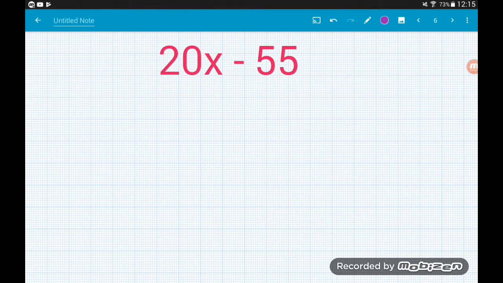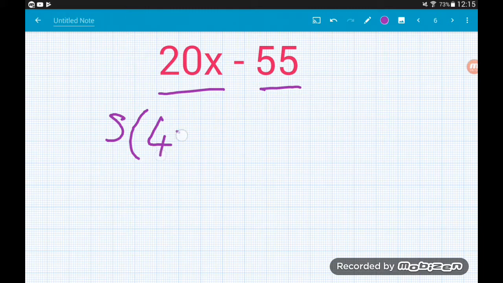Okay, 20x minus 55. So what is common between 20x and 55? Well, the highest common factor between 20 and 55 is 5. So we put a 5 on the outside. Now 20 divided by 5 is 4. So we get 4x. And then 55 divided by 5 gives us 11. So we get 5 lots of 4x minus 11. Cool.